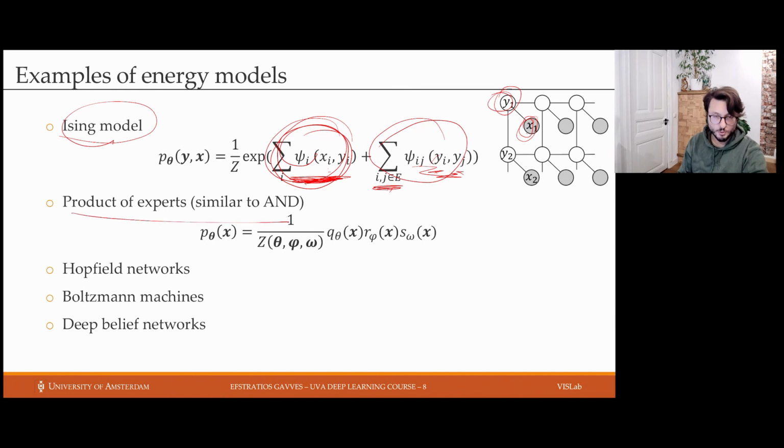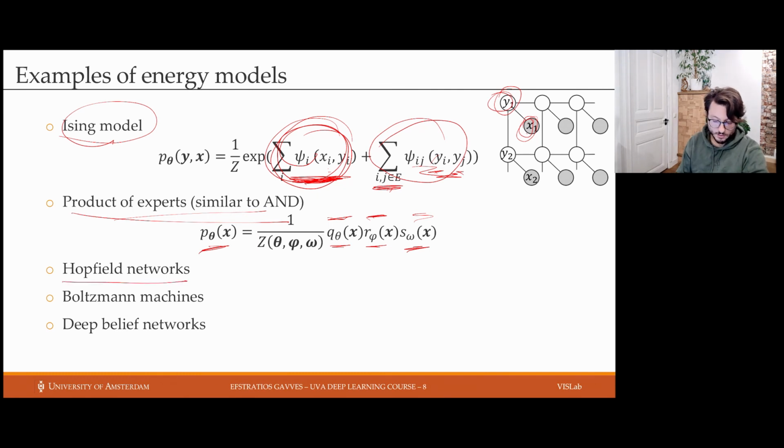Another type of energy model is products of experts. So we might want to combine, let's say, a pixel CNN with an autoregressive model and with a variational autoencoder. How can we do that? Well, with the product of experts, basically we're imitating an AND function. So if all of these experts agree, then our input gets high likelihood. If not, our likelihood drops a lot.